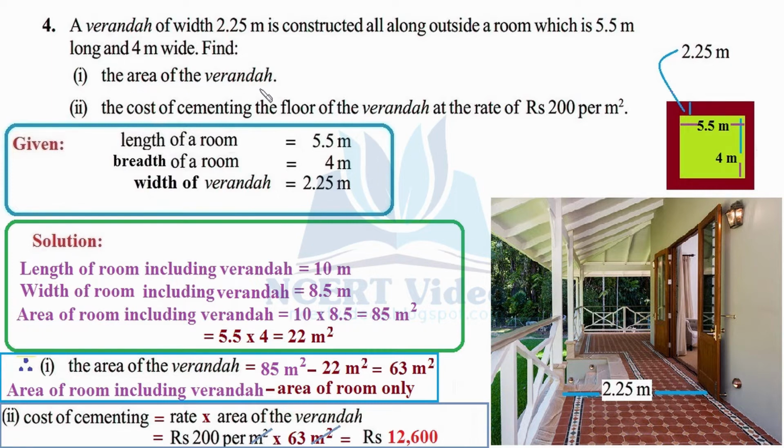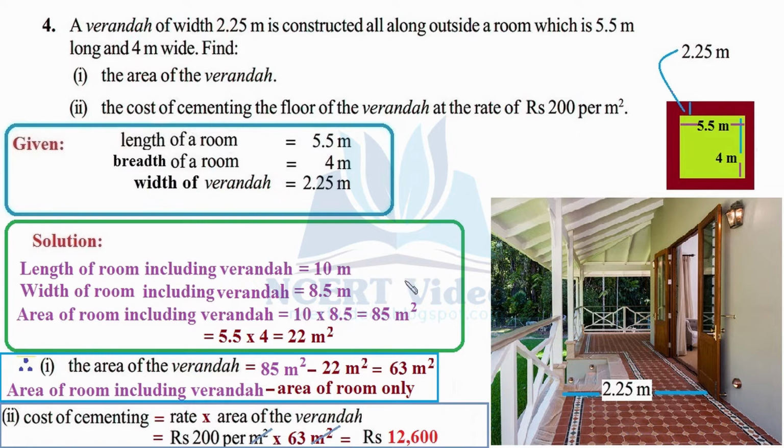Now what we have to find? The area of veranda. So how we can find this? This is very simple. As we did in previous, first we will try to find length and breadth including veranda, and then we will subtract the area of room. So let's do it. Length of room including veranda is 10 meter. How? 5.5 plus 2.25 plus 2.25. When you add 2.25 plus 2.25, you get 4.50. When you add it to 5.5, you get 10 meter. Again, width of room. So initially it is 4, you add 4.5 to it.